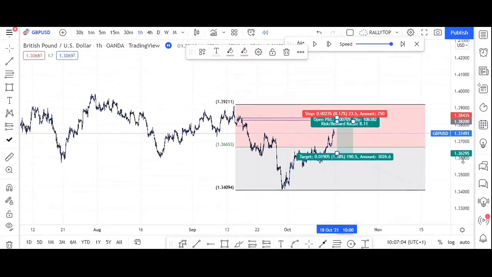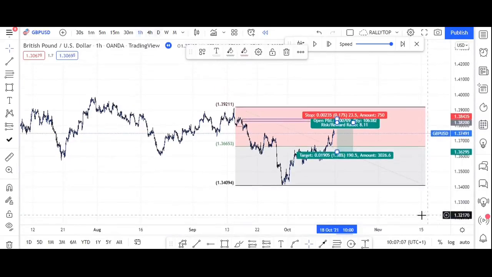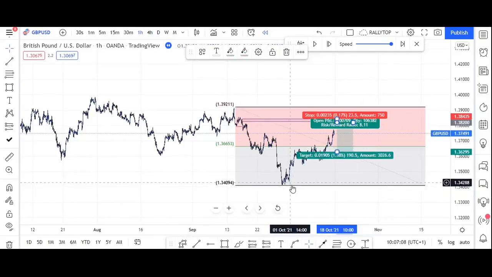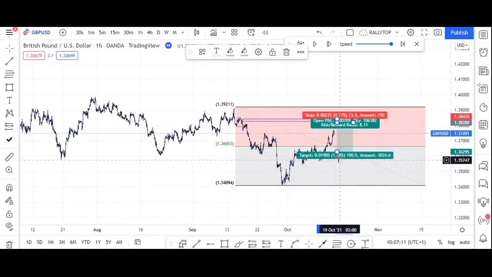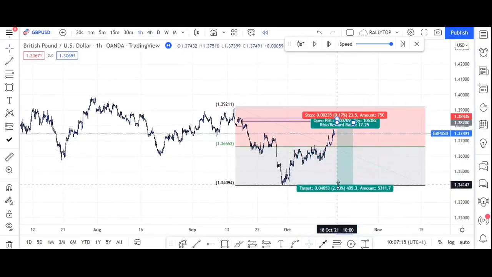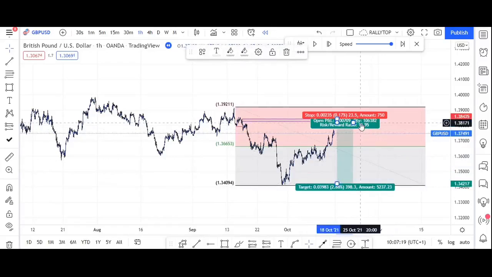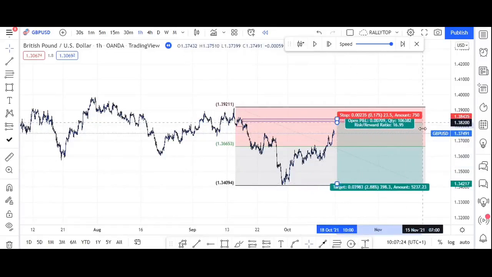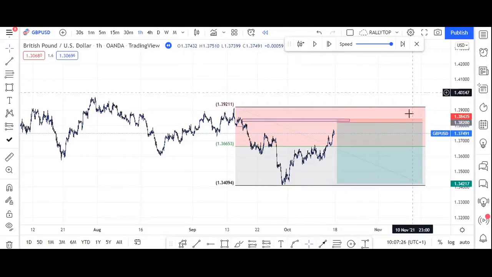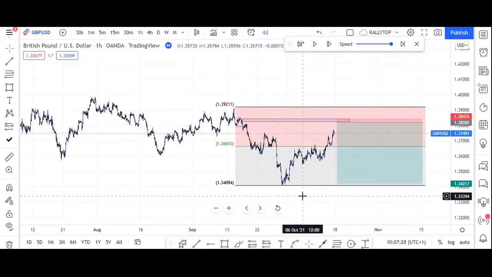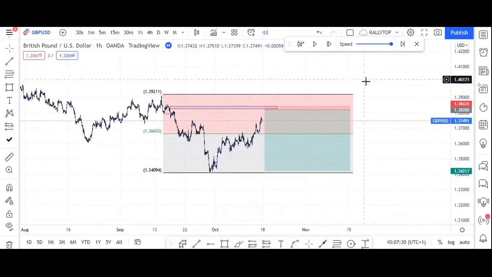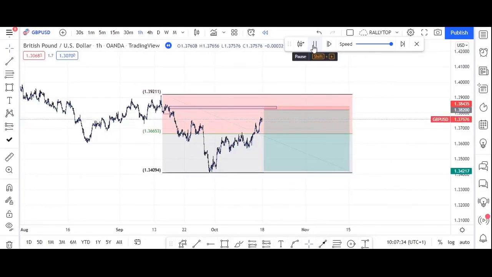All right, so we want to target this low. Remember, this is our low here. Now we want to target the low. We want to target this low here. That's our target, guys. All right, that's our target. So let's play out price and see how it goes, whether it will go in our favor or not.